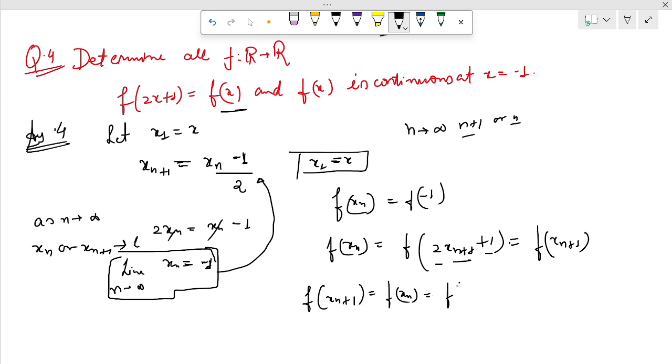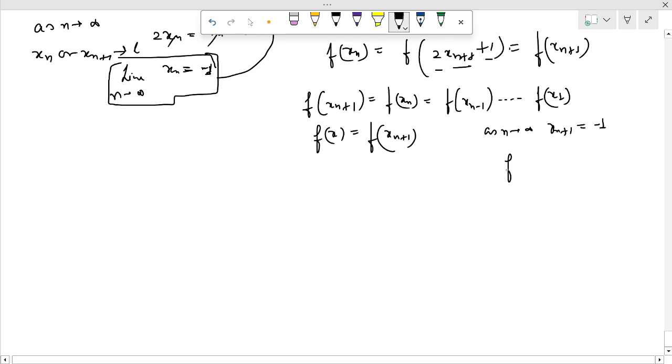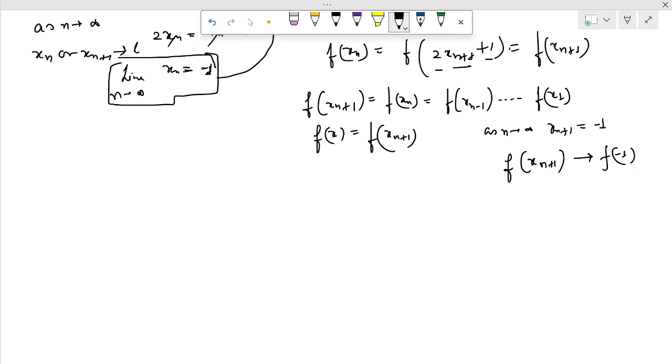f of xn will be equal to f of xn minus 1, and so on, until we arrive at f of x1, and we know that x1 is equal to x. So it implies that f of x will be equal to f of xn plus 1, and we know that as n tends to infinity, xn plus 1, or you can say xn, converges towards minus 1. Since the function is continuous at minus 1, f of xn plus 1 converges towards f of minus 1 as n tends to infinity, and this is true for all real x. So it implies that f of x is equal to f of minus 1 for all x belonging to R. It implies that f(x) is a constant function.